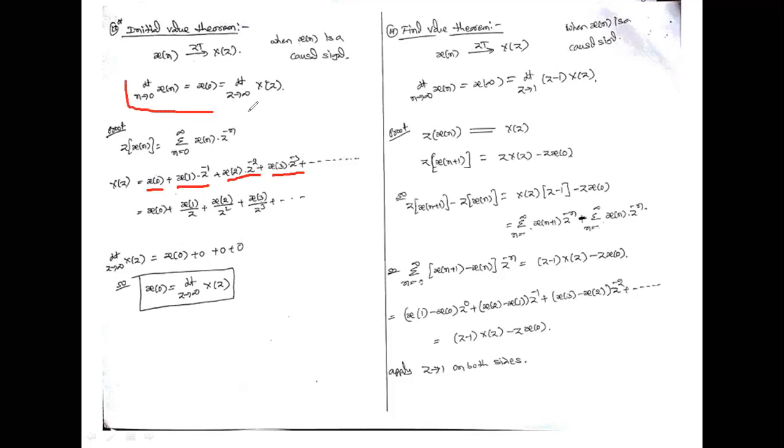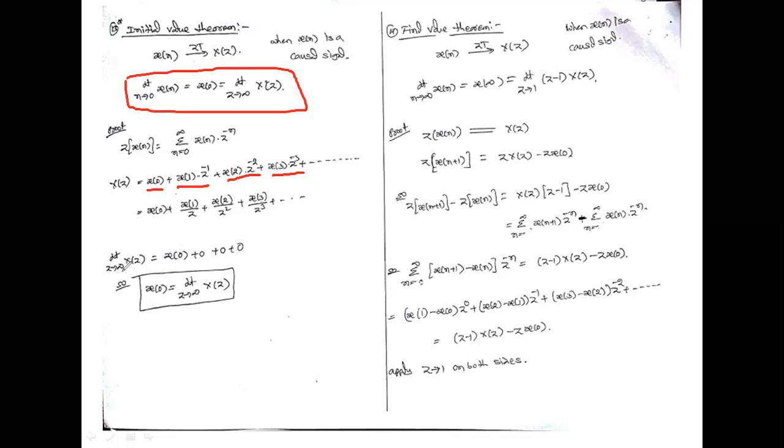What they are asking here is the limit n tends to 0 of x of n, that is equal to x of 0, that is the limit z tends to infinity of x of z. So now I am taking here the left hand side, we have x of z.